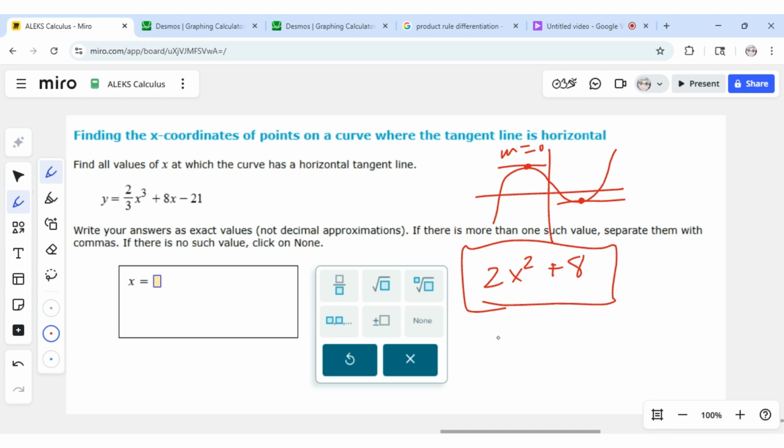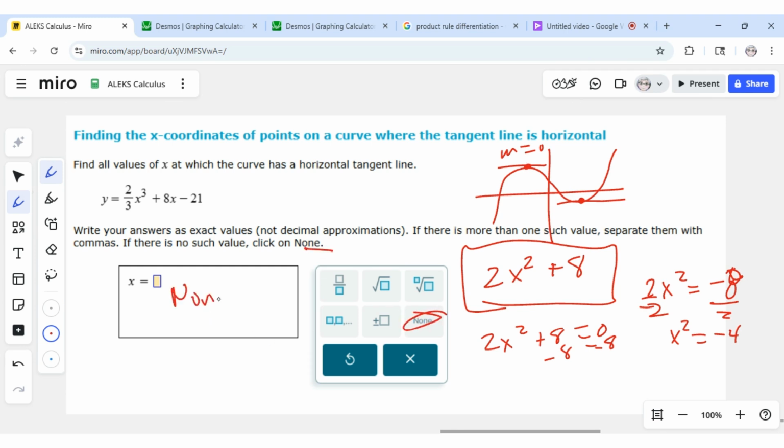Well, you could find out by setting it equal to 0 and seeing if you can solve it. And so I guess the first thing I'd do here is subtract 8 from both sides. And we get 2x squared equals negative 8. You could divide that by 2, and you get x squared equals negative 4. And maybe you wanted me to stop already because you can't square something and get a negative number. So it looks like there are actually no points where there are horizontal tangent lines. And that is one of the choices. You can choose none. So that's what we would choose here.